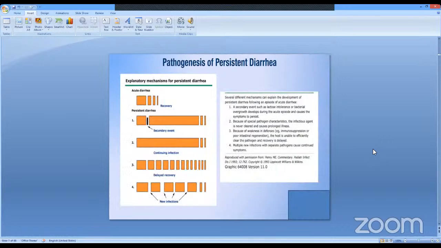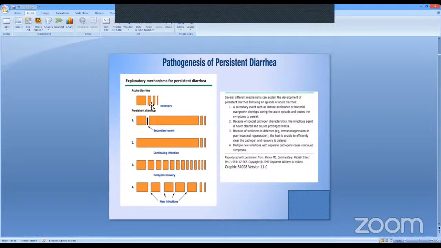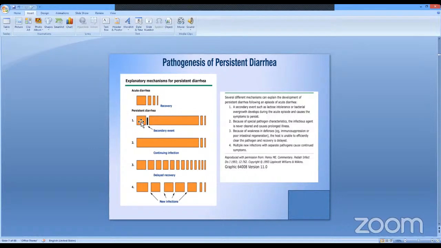Now this is the pathogenesis of persistent diarrhea. You see the first one, the upper one: here there is diarrhea, then recovery in a normal person. Then in the next, there is diarrhea, then some secondary event occurs, meaning some lactose intolerance or other factors that lead to persistence of the diarrhea. And you see this second one, continuing infection. Suppose the patient has developed Shigella infection and the body is not able to clear those organisms, that also leads to persistent diarrhea. And delayed recovery means here the fault is in the body. The patient himself or herself is not able to clear those organisms and diarrhea becomes persistent. And another, the patient is repeatedly getting different types of infection. Suppose the patient has developed E.